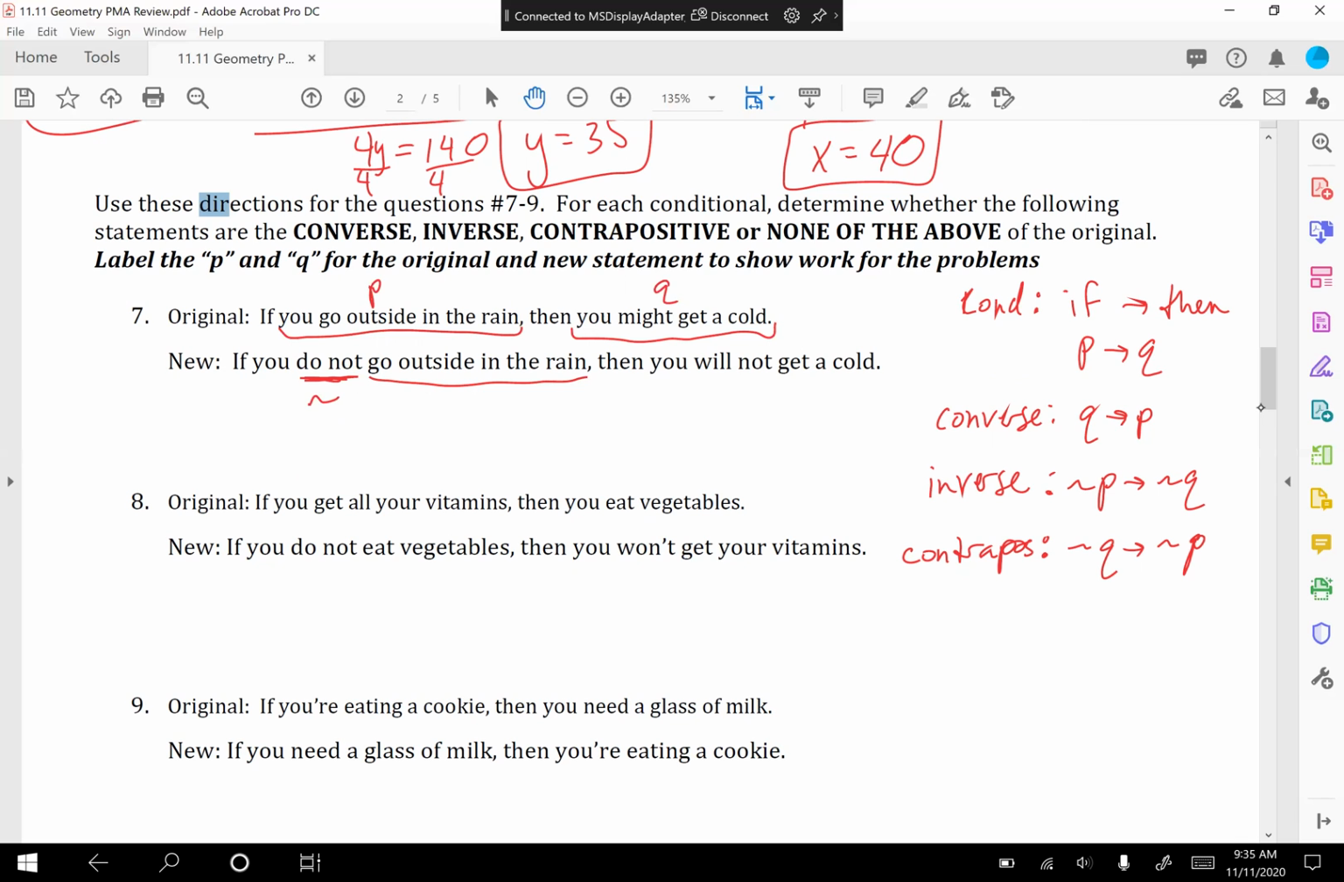Y'all, come on. Going outside in the rain. Does that match P or does that match Q? P, good. So this one right here is not P, okay? Then you will not get a cold. So that's not Q. So we have not P, not Q. Is this converse, inverse, or contrapositive? Look at the ones we have. Inverse. Okay, good.